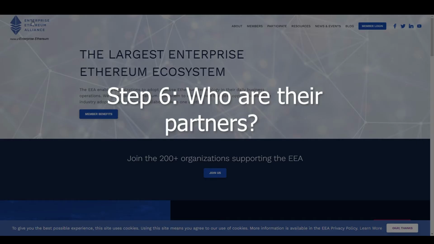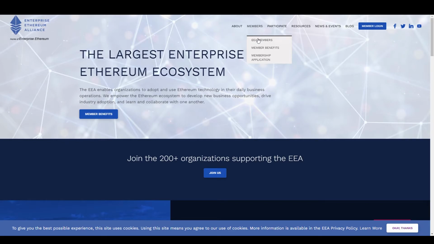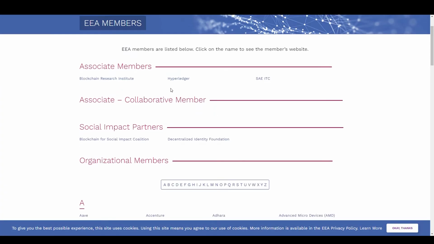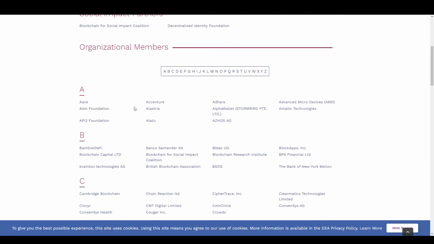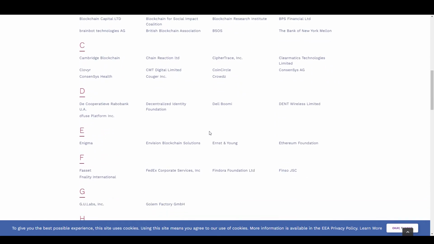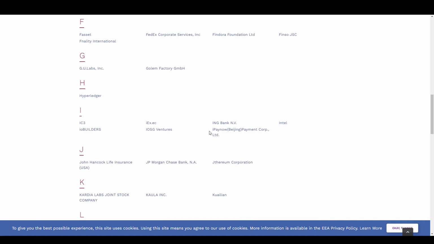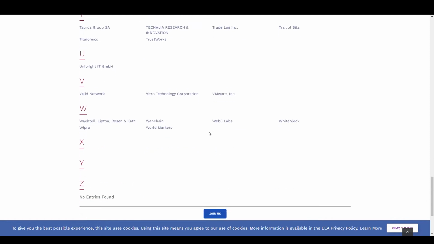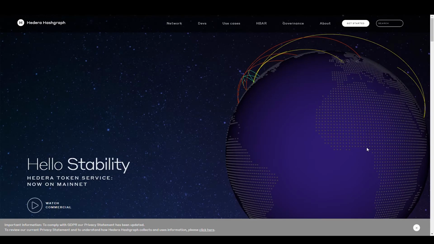So, step number 6 is to look at the partnerships a project may have. And I really like looking at this particular step because it kind of shows early signs of adoption. And this shows that larger companies have a strategic interest in the blockchain and are exploring use cases with it. And you generally want to put your pennies next to their dollars, in a sense.